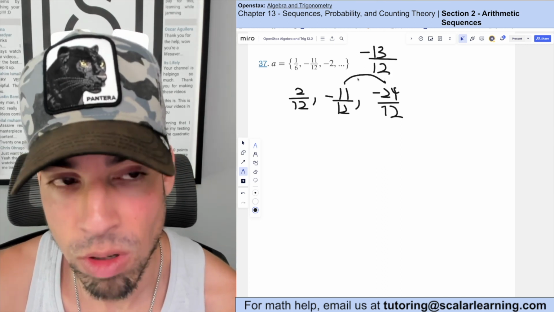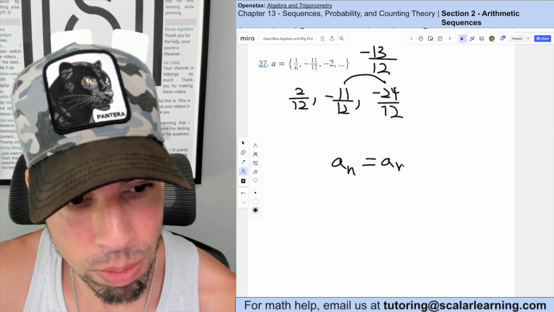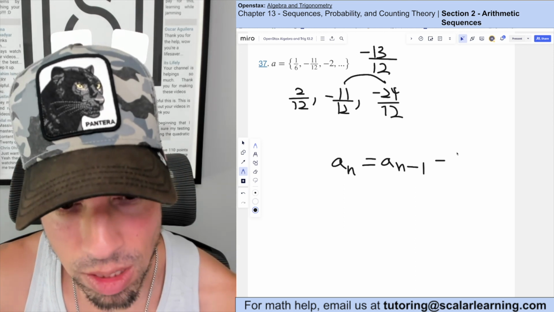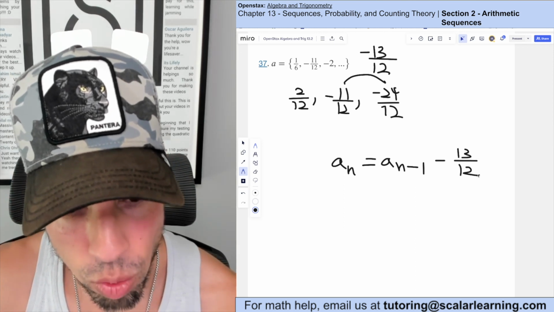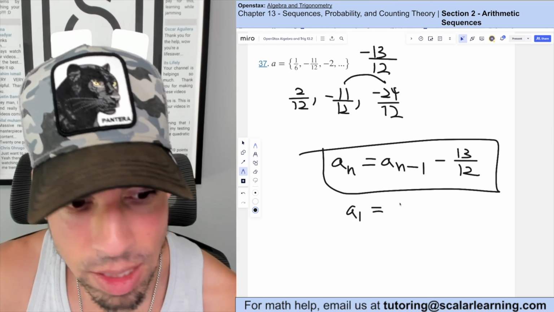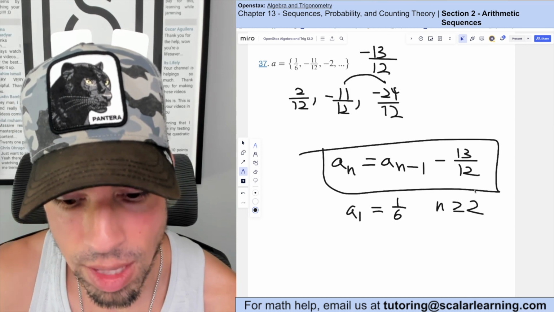So negative 13/12 is the common difference, which means the recursive is a sub n equals the previous term, a sub n minus 1 plus negative 13/12, or we could say minus 13/12, like so. And again, this is assuming that a sub 1 is that nice 1/6 and n is greater than or equal to 2. That's how you do it.